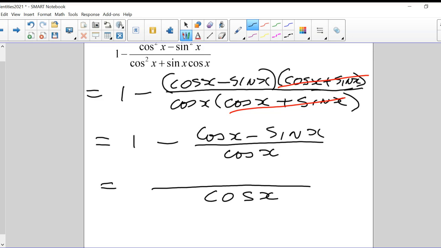Cosine of x is a common denominator, right? Hopefully everybody saw that. By the way, this is 1 over 1. So that means the common denominator would be the cosine of x. So let's just think this through now. What do I multiply this 1 by that gives me the cosine of x? So it's going to be cosine of x.